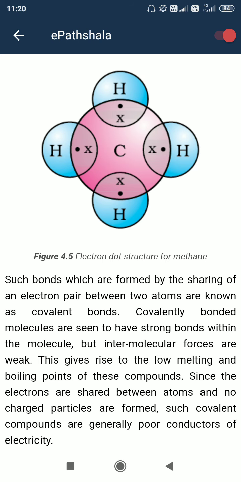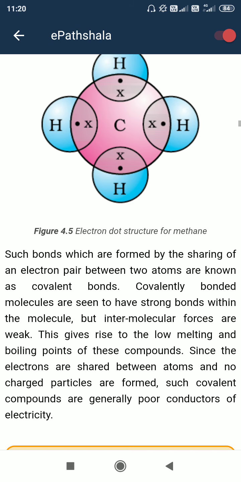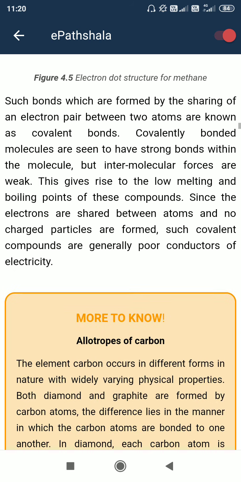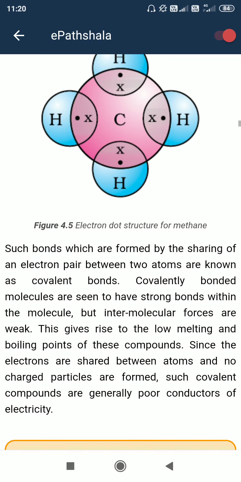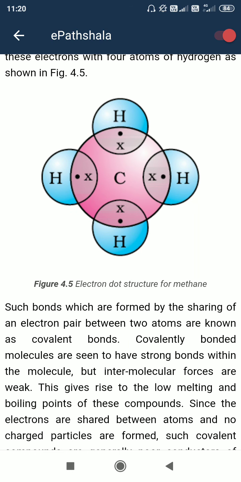obtained here from 4 hydrogen atoms. Okay, so thus the CH4 molecule is formed, electron dot structure. Okay, so one covalent bond means 2 electrons or 1 electron pair.